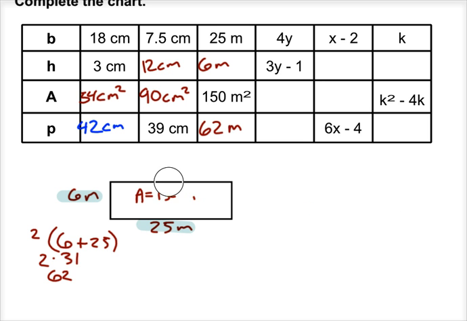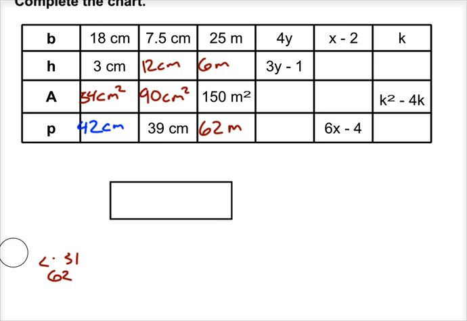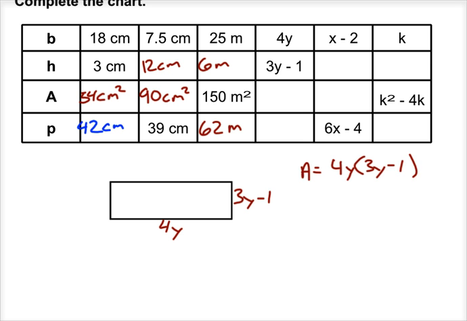I'm looking at a problem with some variables, so I'm going a little bit slower so I don't make a mistake. I know that my base is 4y, my height is 3y minus 1, and if I want to find the area, I just need to multiply these two together. So 4y times 3y minus 1. I'll distribute. 4y times 3y is 12y squared. 4y times minus 1 will give me minus 4y. And there aren't any units, so here's my final answer: 12y squared minus 4y.